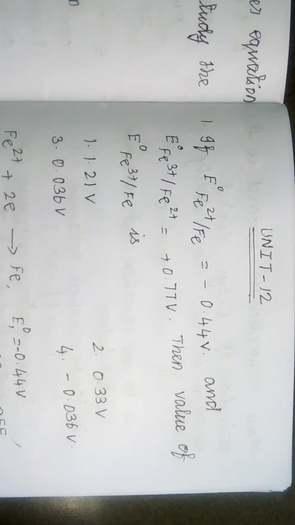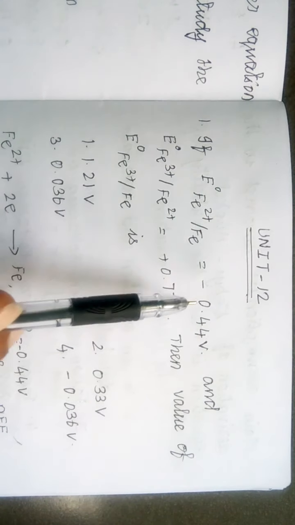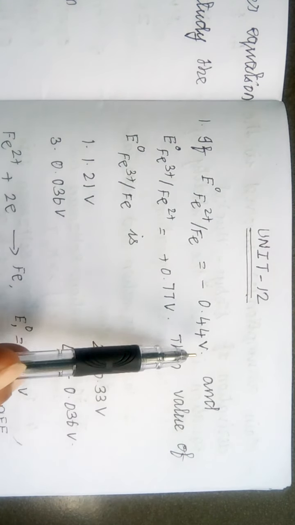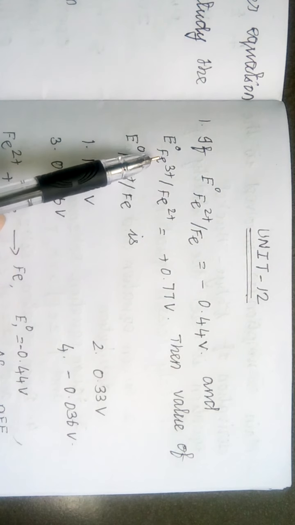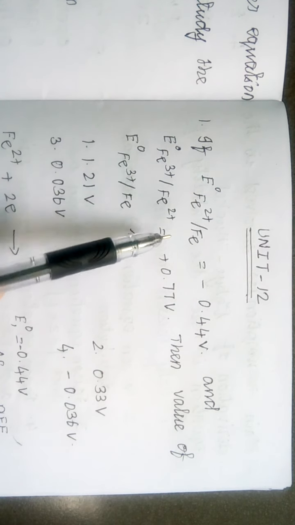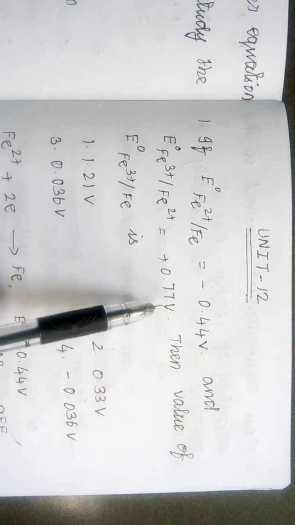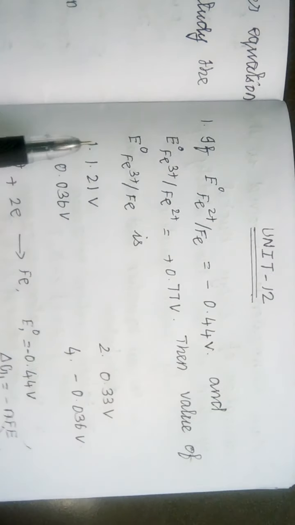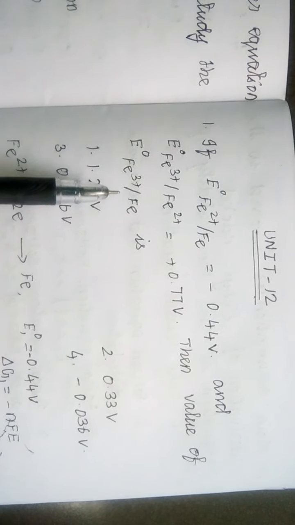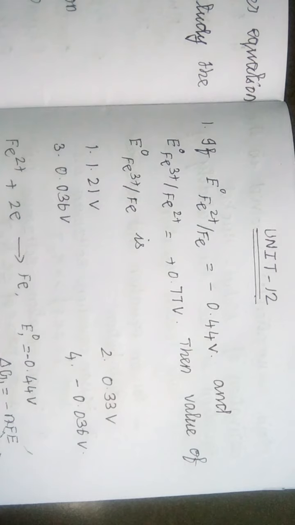From unit number 12, the first question is: if the reduction potential of Fe2+ to Fe is equal to minus 0.44 volt and the reduction potential of Fe3+ to Fe2+ is plus 0.77 volt, then the value for the cell Fe3+ to Fe is asked.